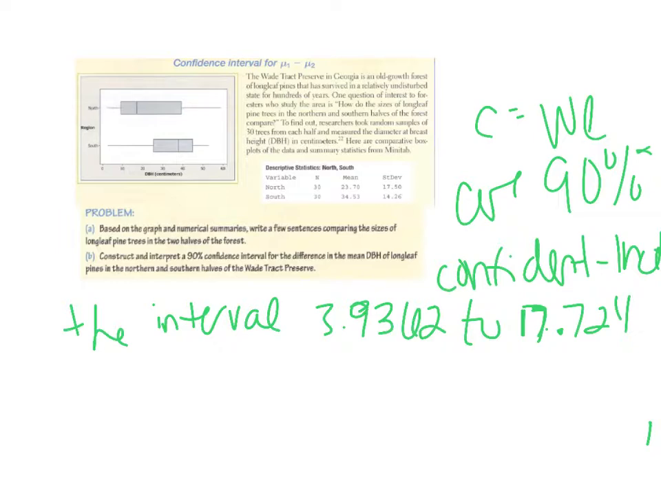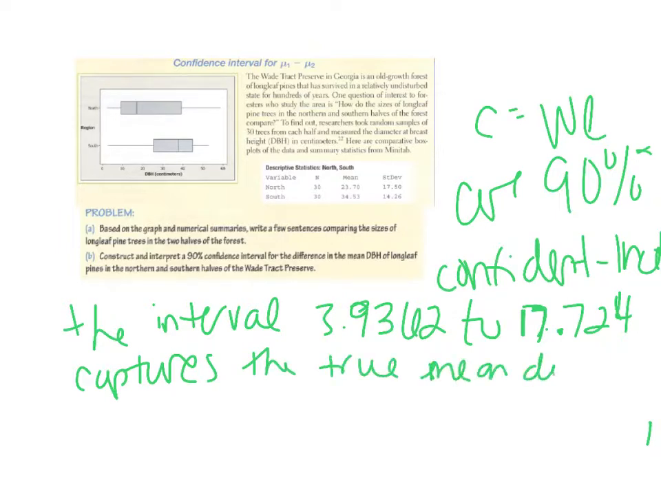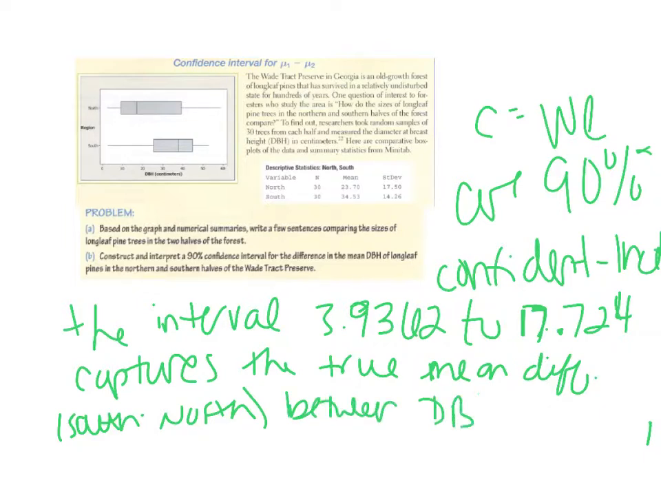So we are 90% confident that the interval 3.9362 to 17.724 captures, same interpretation as before, the true mean difference. Okay, and then again we're going to define that south minus north, between diameter at breast height of trees in the south and north half of the forest.